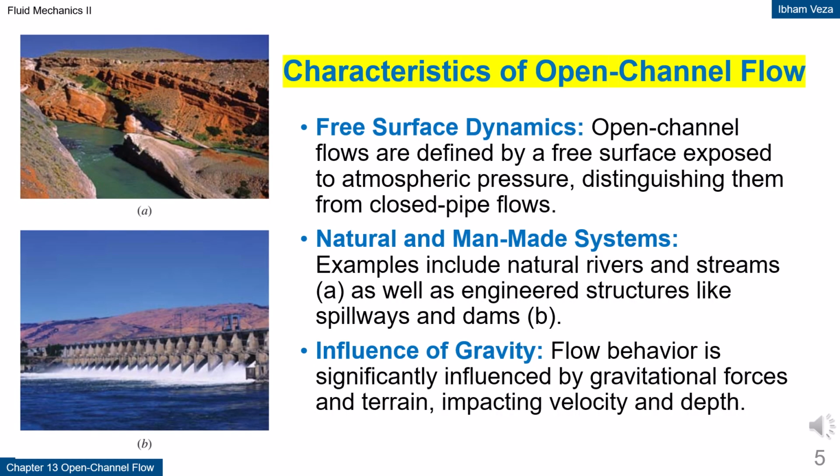Characteristics of open channel flow. Open channel flow always has a free surface exposed to the atmosphere, which means the pressure there is known and constant. The system can be natural, such as rivers, or man-made, such as spillways and canals.